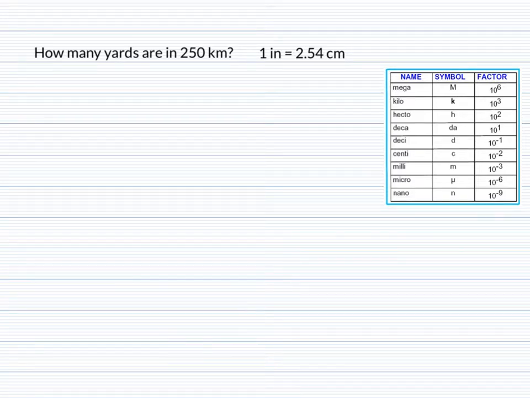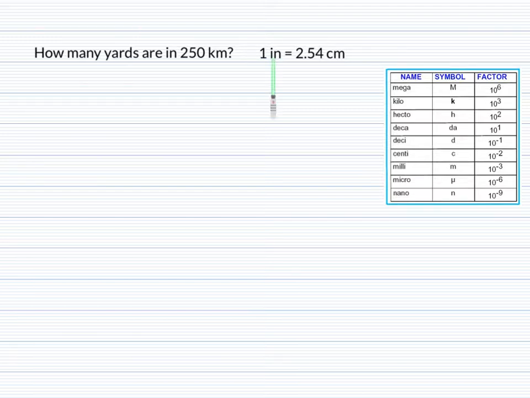Here we're doing a dimensional analysis problem where we're going to convert 250 kilometers to yards, and we're going to do that using this unit conversion right here. Because we are converting to the English system, we are going to need to use our calculators for this. So there's going to come a time in the video where I'm going to pause and do the calculations.